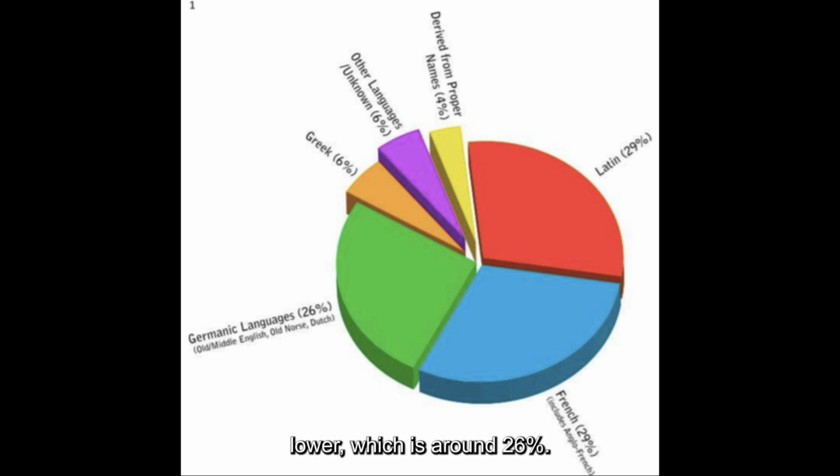around 26%. You can see from this graph that the highest proportion are Latin and French, which are around 29%. You can also see from this graph that the lowest proportion is derived from proper names, which is around 4%. In conclusion, Latin and French have the highest proportion of languages.